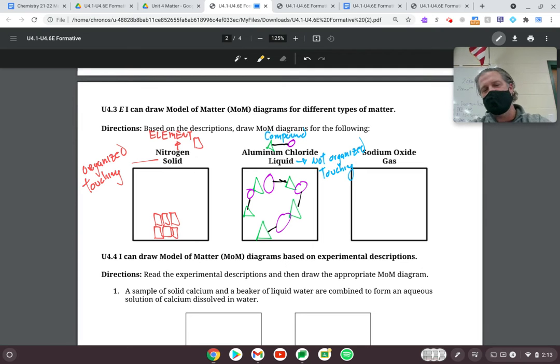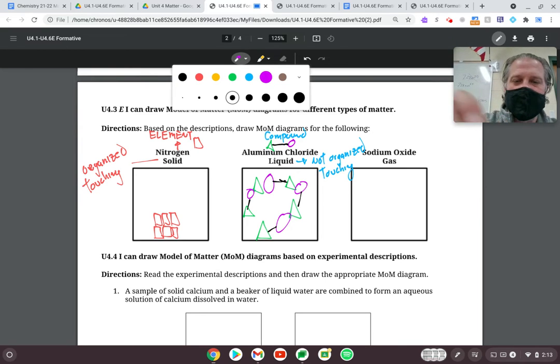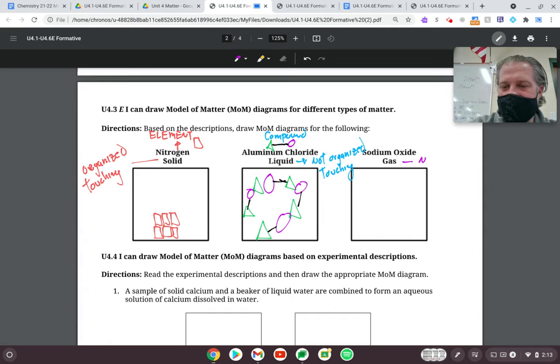Man, the last one I drew last hour was way better than that. I apologize. So now, last one is a gas. Gases are not organized and not touching.